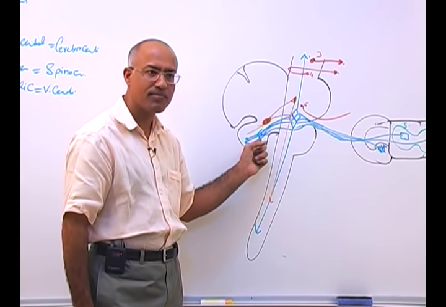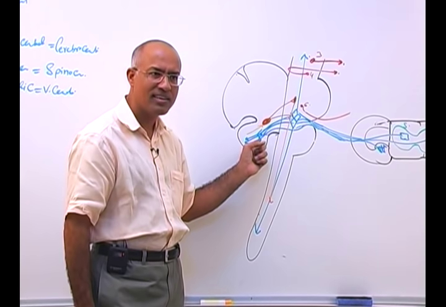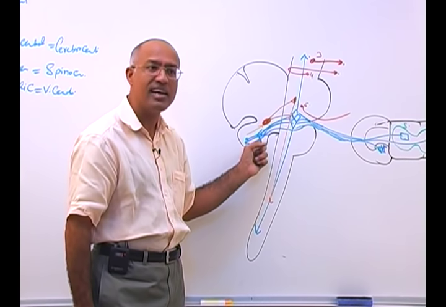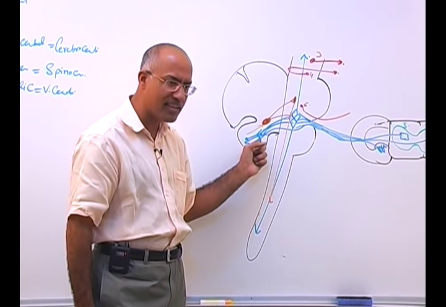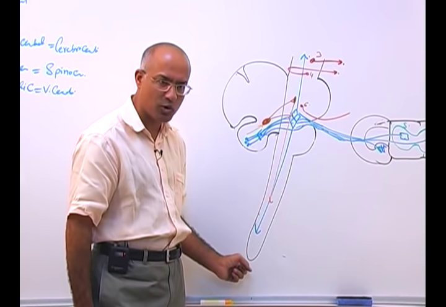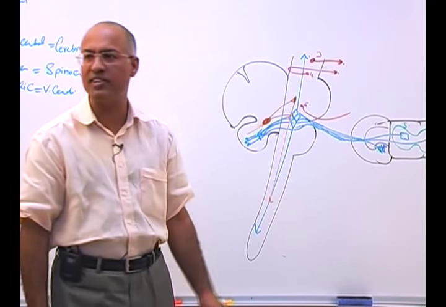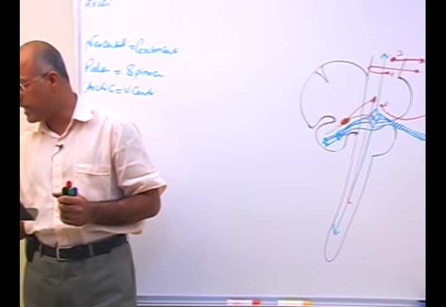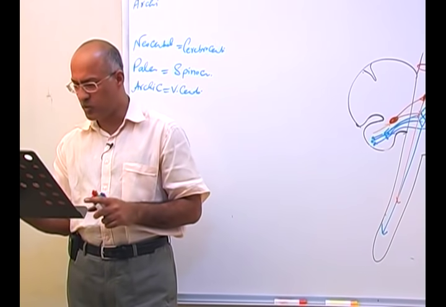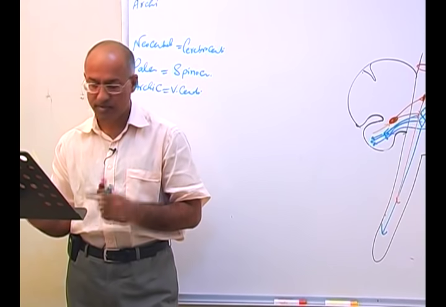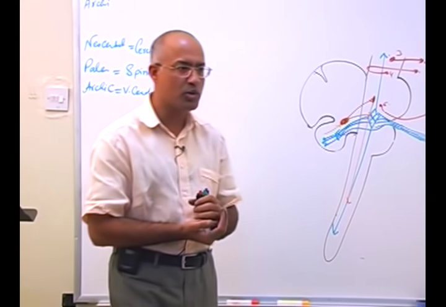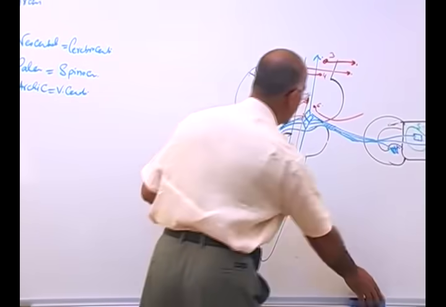So this is the main function of what? Vestibulocerebellum or archicerebellum. Concerned with balance, concerned with extensor tone, right? And concerned with the movement of the eye with the movement of the head. Is that clear? Any question? No? Now we go to the spinocerebellum.